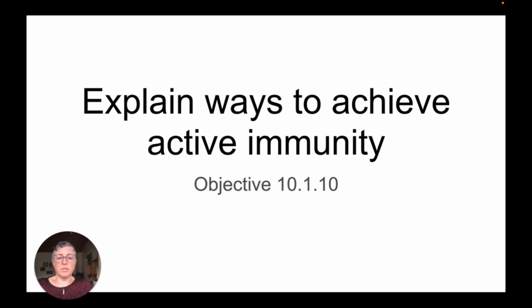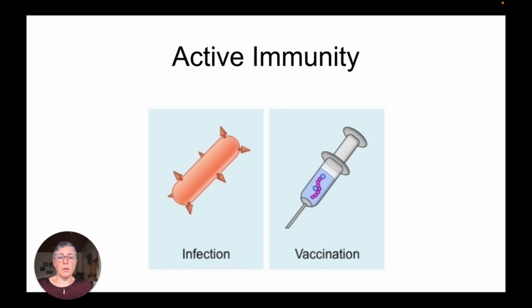This video covers the IGCSE Biology Objective 10.1.10 on the 2025 CAIE syllabus to explain ways to achieve active immunity. So let's talk about what that is.